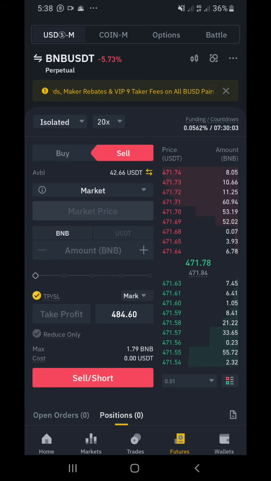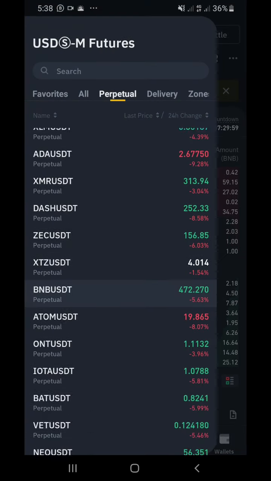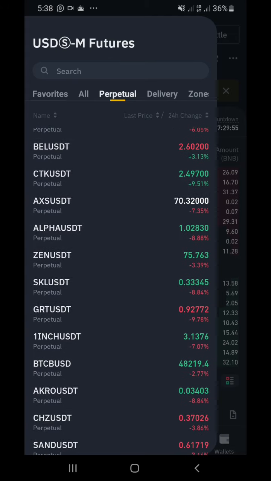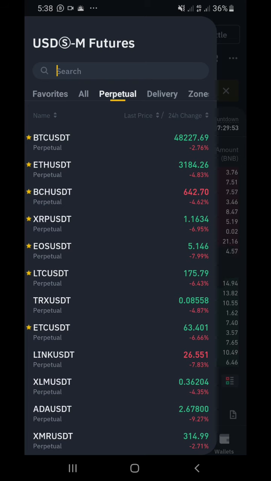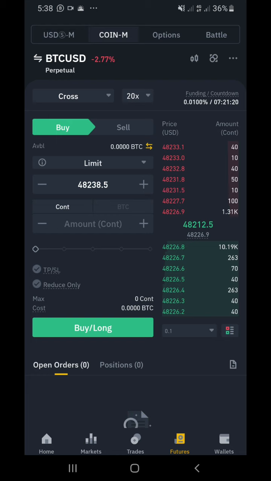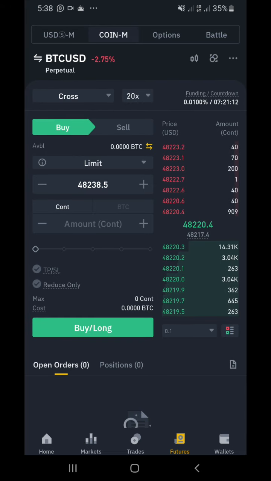All right, so you can see BNB USDT. That's what I'm trading. If you click on BNB USDT, you can see so many pairs right here, all of them ending in USDT. That's what I'm trading against. Now I'm just going to go back, and if I click on coin M, now I'm trading with anything that concerns BTC. You can see my available balance very close to where it says buy. My available balance is 0 BTC because I don't have any BTC in this particular wallet.